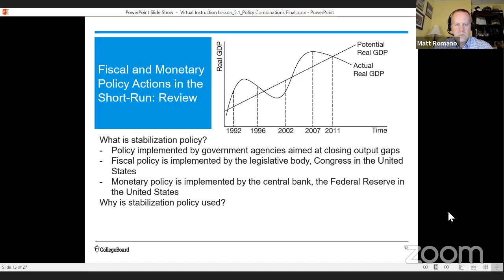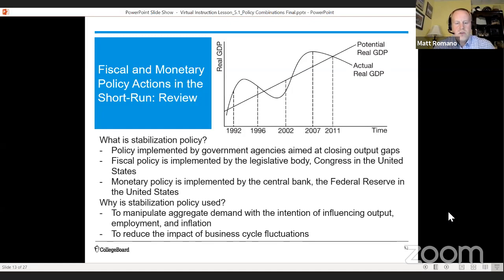Why is stabilization policy used? Well, I've already pretty much implied and answered that question. Stabilization policy is used to reduce the impact of the business cycle, to smoothen out the business cycle, and to manipulate aggregate demand to influence output, employment, and inflation, depending upon the scenario that a particular economy is facing. Essentially, it's a way of bringing us back to full employment, bringing us back to those long-term goals that most economies have without waiting for self-correction, which can take a very long time.